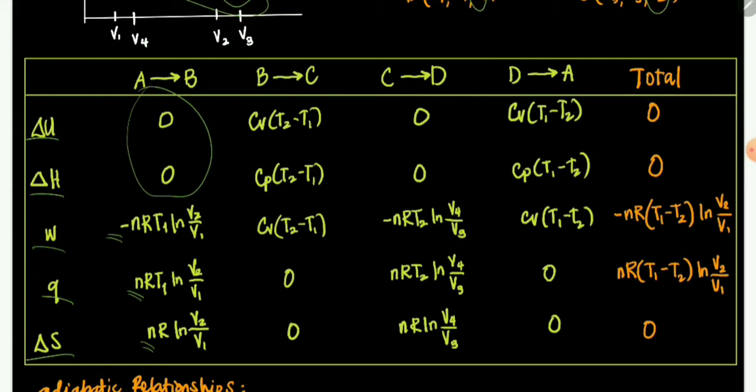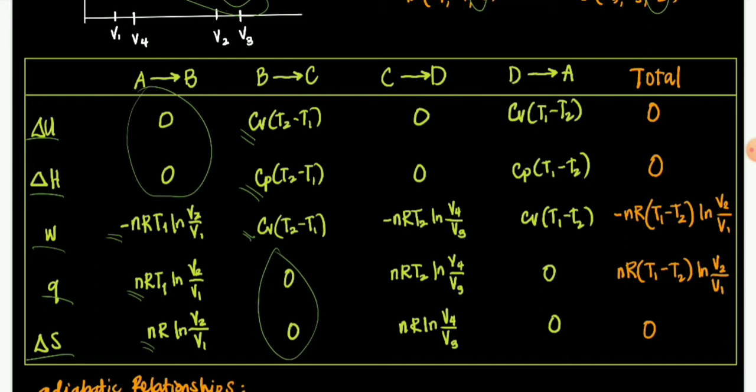Okay? So for the second step, it's adiabatic. So zero ang ating Q and delta S. Okay? So for the delta U, it's CV times T2 minus T1. Delta H is CP times T2 minus T1. Work is equal to delta U, that's CV times T2 minus T1.